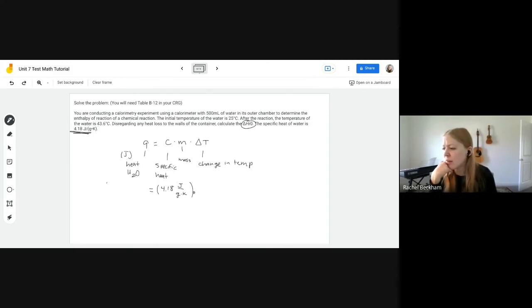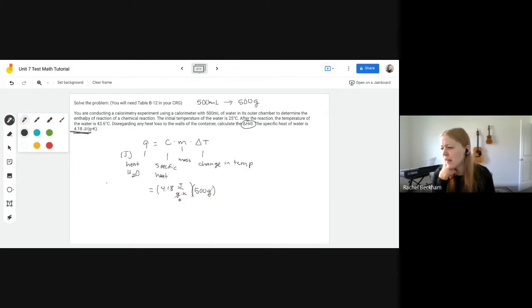Now I need the mass of the water. Well, they gave me the volume of the water, so we could convert to grams using density, but thankfully the density of water is 1:1. So 500 mL is 500 grams of water. So I'm going to go ahead and plug that in, and you can see how my grams are canceling out right now as it is.